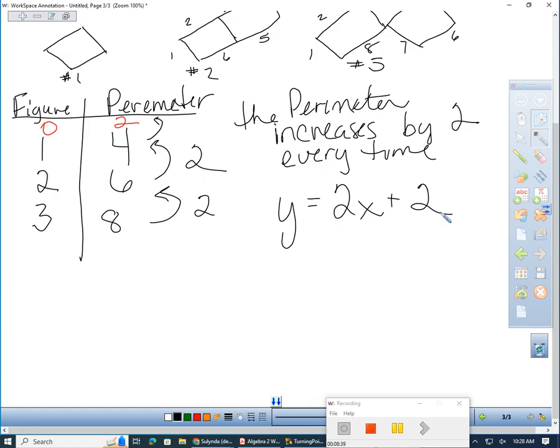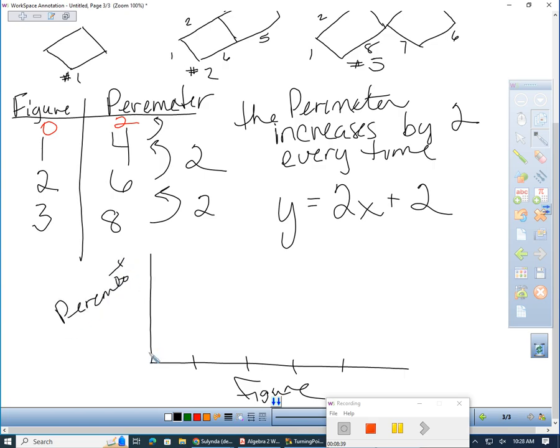All right, now we got to graph it. So we're going to graph. Down here is the figure number. Okay, over here is the perimeter. 4, 5, 6, 7, 8. All right. So first of all, I have 1, 4. So at 1, I go up to 4. At 2, I go up to 6. And at 3, I go up to 8. Is that making a straight line?